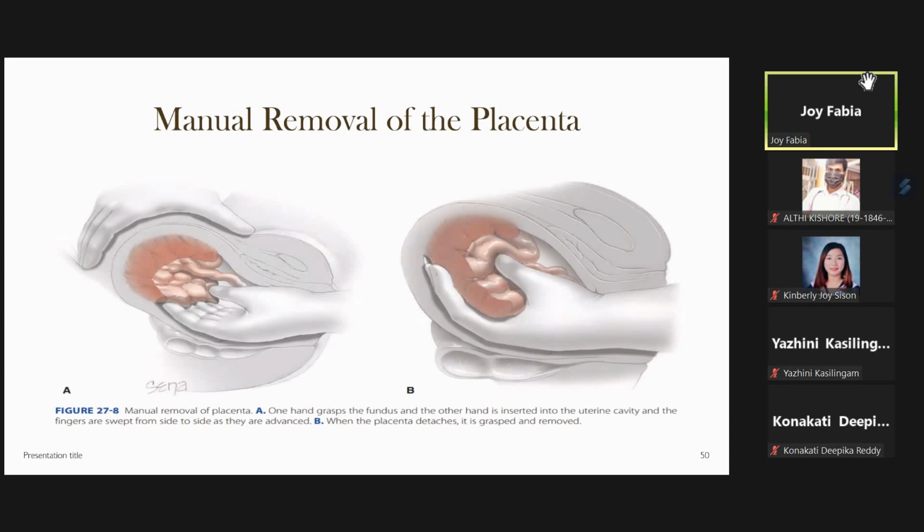This is how we do the manual removal of the placenta or the manual extraction of the placenta. The one hand grasping the fundus and the other hand is inserted into the uterine cavity and the fingers are swept from side to side as they advance. And then once the placenta detaches, this is grasped and removed.